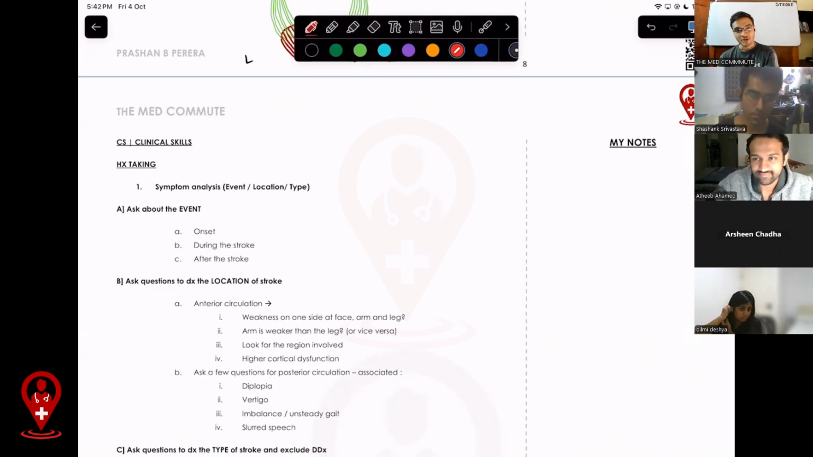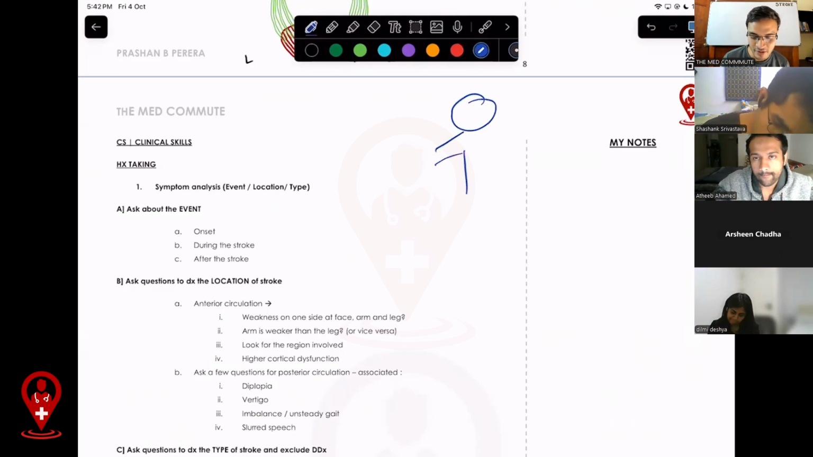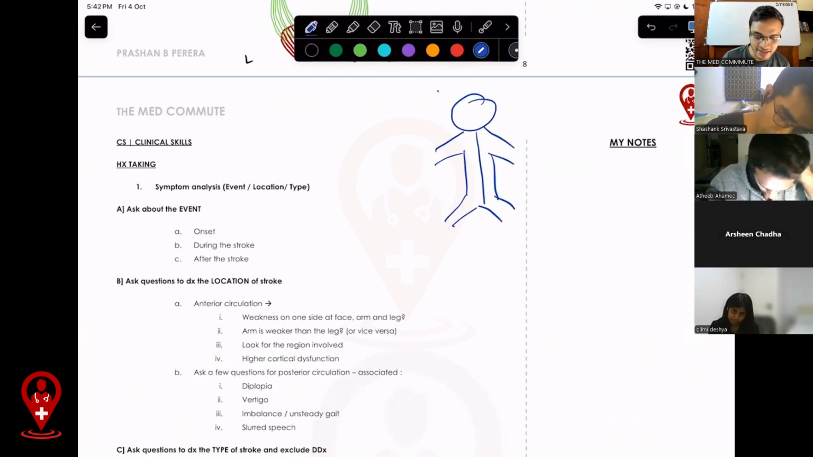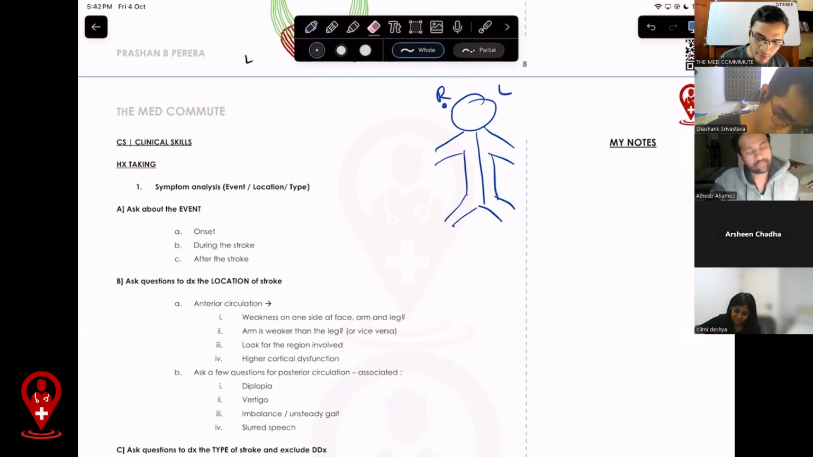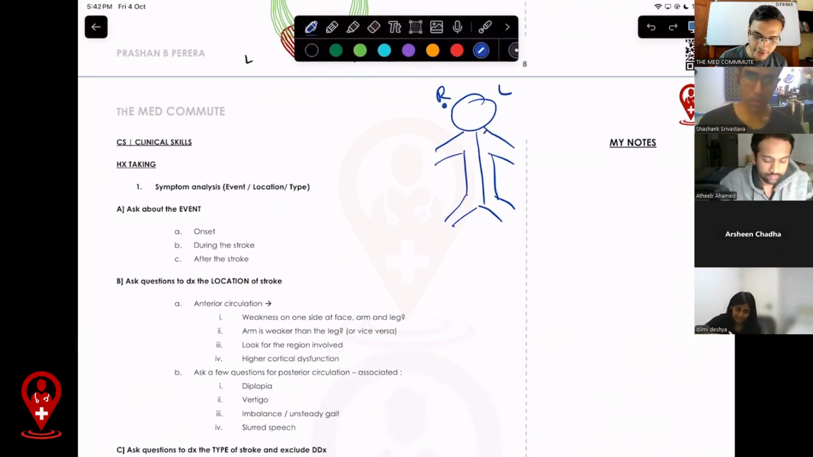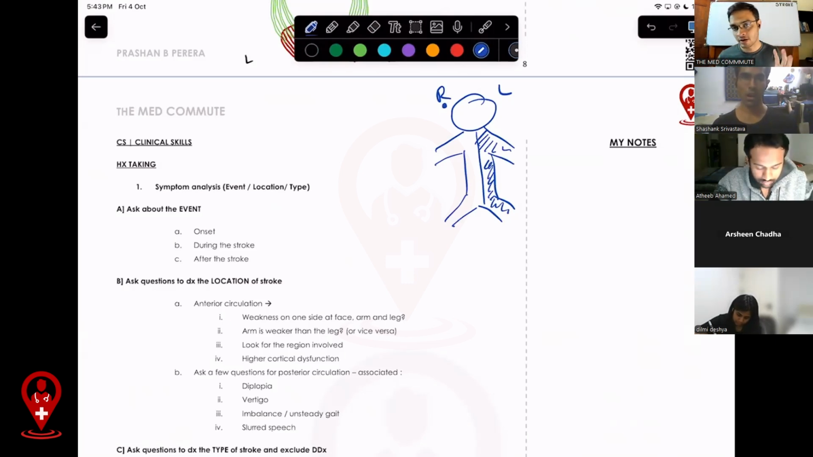So let's start off with our clinical skills. We are going to start off with history taking. Now, how is the patient going to come to us? Our classic patient, remember yesterday we drew, if there is a right-sided stroke, there is going to be contralateral spastic type of weakness for the motor, and for the sensory, there is going to be sensory impairment or sensory loss depending on the severity.